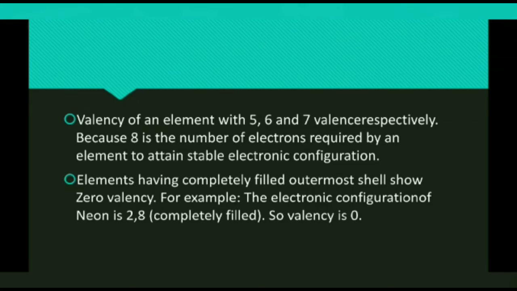Okay, for example, in neon, the electronic configuration is 2, 8 because the atomic number is 10. Here in the second shell, only 8 electrons are available, all the electrons are completely filled. Therefore, here no electron can be attached or removed. Therefore, the possibility is 0. Therefore, valency is also 0. Therefore, if the outermost shell has 8 electrons, valency is also 0.